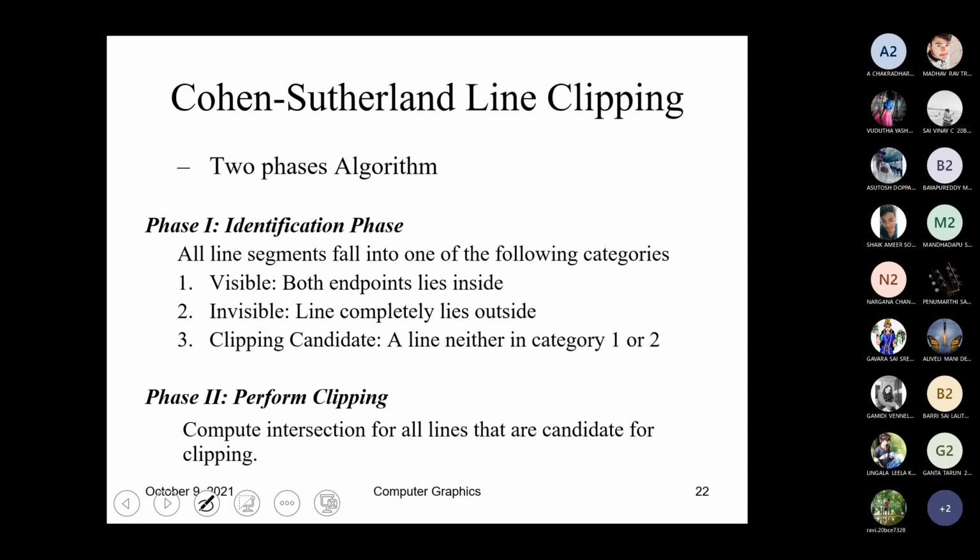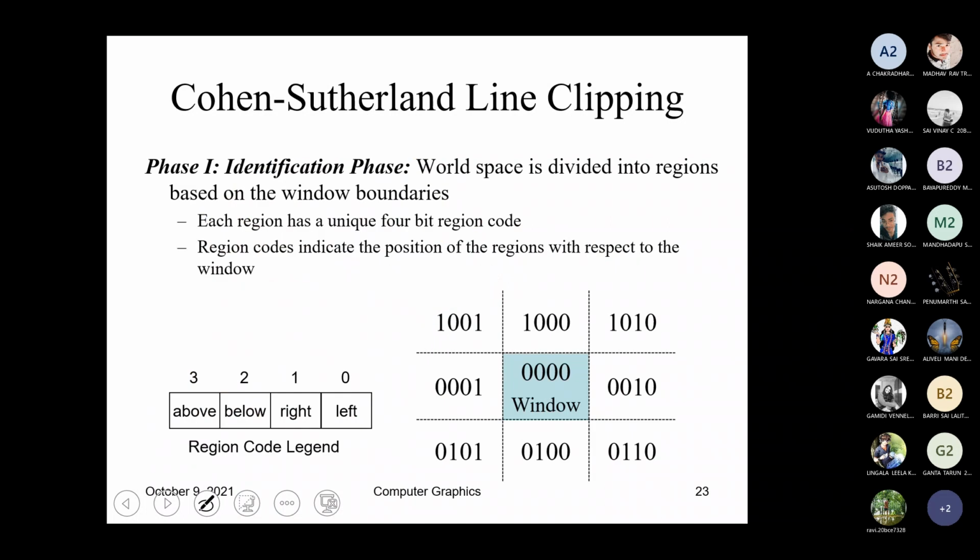Okay, all these regions are assigned some code. Each code has 4 bits. How to do, I will explain to you. Region 1, region 2, you will be dividing the window into coordinates. And one more phase is there. These 3 phases are called the identification phase. In the second phase, we will be performing clipping. That means computing the intersection for all lines that are candidates for clipping. Okay. So how to do, we will study one by one.